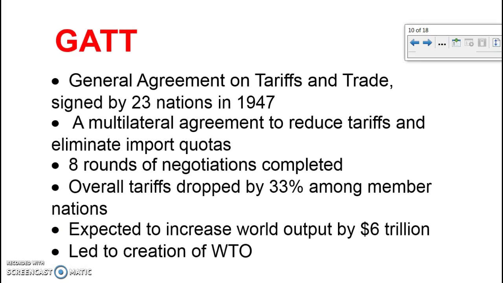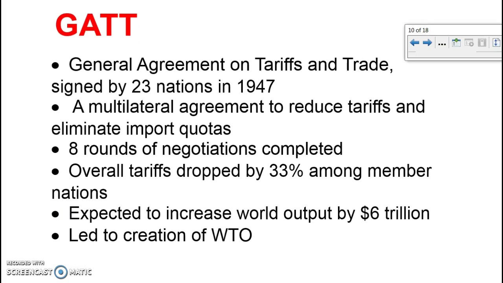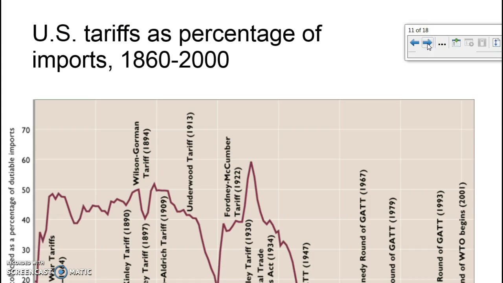Okay. These are a few things that you should know, probably for Quiz Bowl. GATT stands for General Agreement on Tariffs and Trade, and that was signed by 23 nations in 1947. In over 8 rounds of negotiation, they dropped tariffs by 33%. That led to the creation of the WTO. So GATT is not really in place anymore. Those discussions aren't happening.